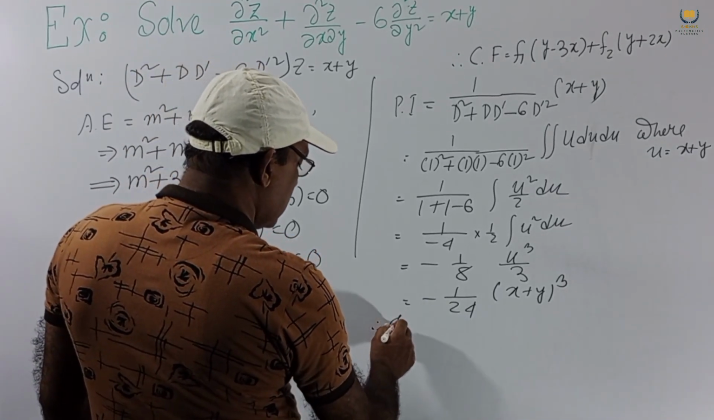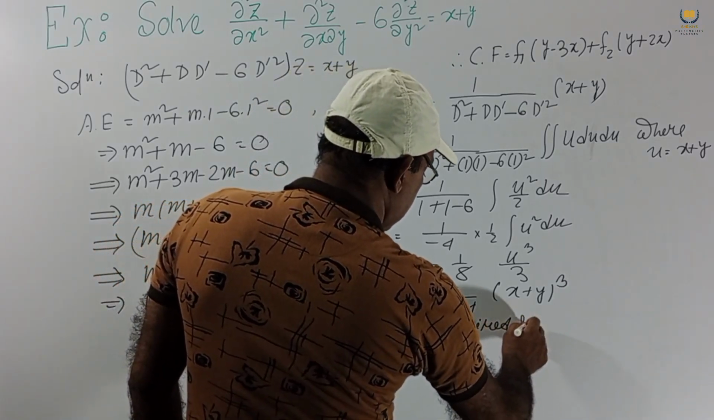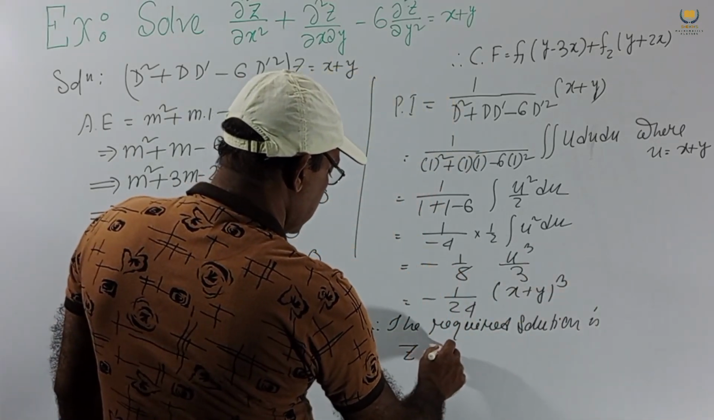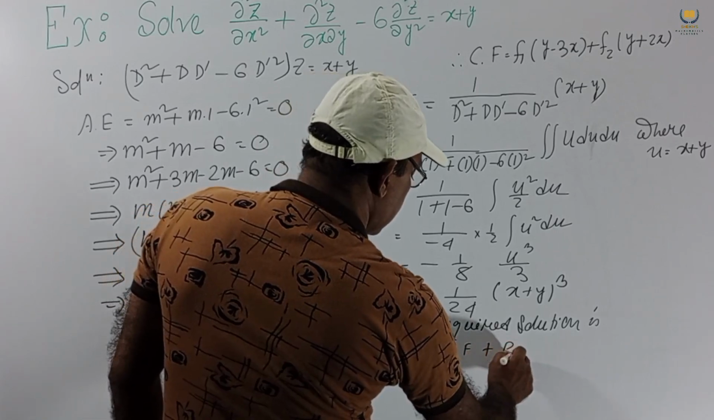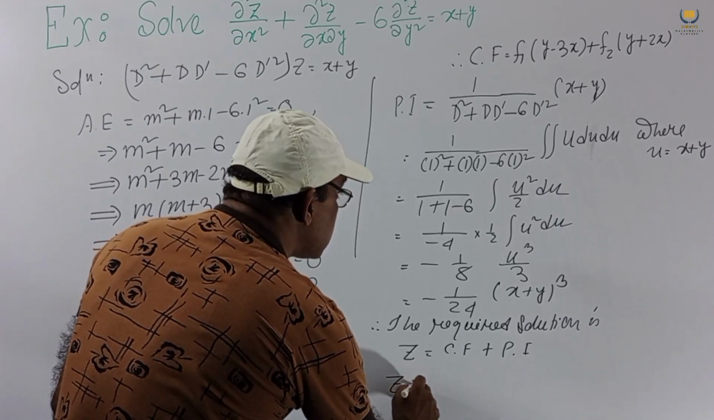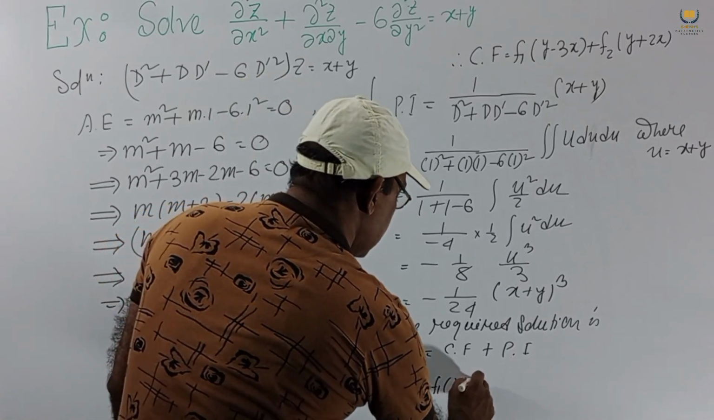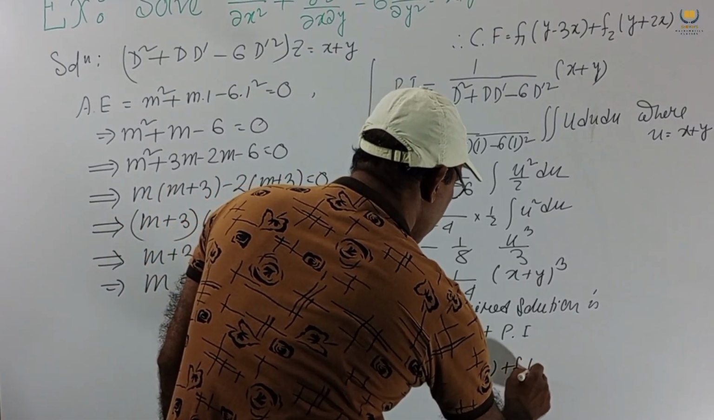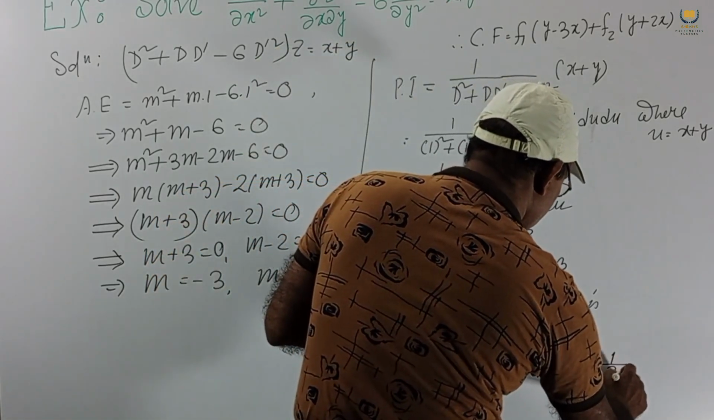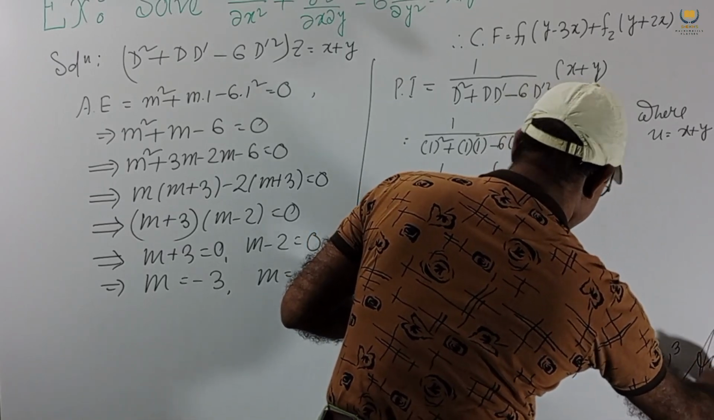Therefore, the required solution is z equal to CF plus PI, complementary function plus particular integral. Z equal to CF means f1 of y minus 3x plus f2 of y plus twice x, and PI is minus 1 by 24 x plus y whole cube. And this is our final answer.